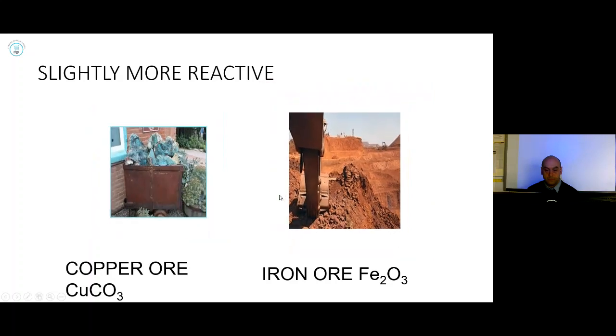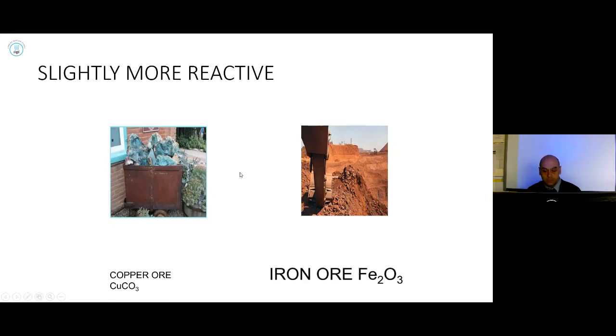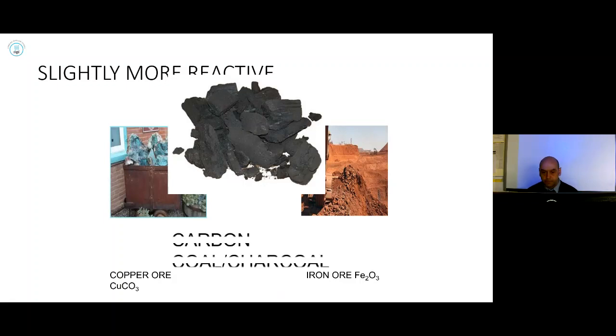Okay, so the first way we're going to extract these metals, copper and iron, is using some classic old chemistry. We're going to use carbon, and hopefully by now you're familiar with the role of carbon in extracting these metals. Here you can see carbon, which we can get in the form of coal or charcoal. You can also get the carbon from wood, so you can turn your wood into charcoal. Our main source of carbon though is coal.